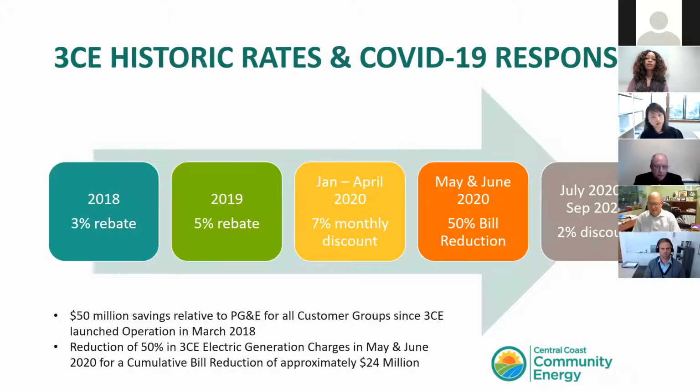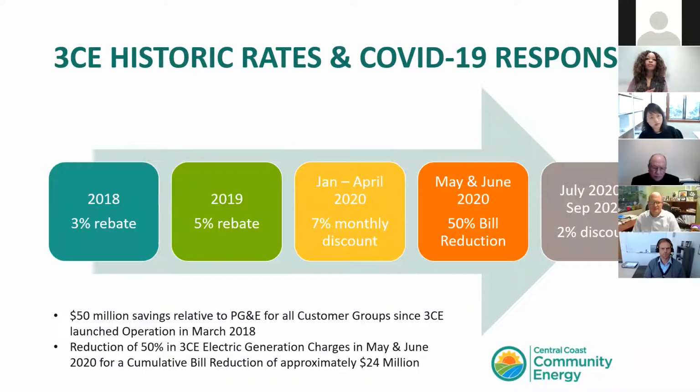Actually in January 2020, we not only increased the discount to a 7% discount, we also made that an on-bill savings. They were able to see that 7% discount from their generation rate on their bill on a month-to-month basis. Then, in response to COVID-19, we provided a 50% discount off of the generation rate charges to all of our customers. That is every customer class, from commercial, residential, agricultural, in the months of May and June. So they had a 50% bill reduction. And then July through September, we went back to a 2% discount.